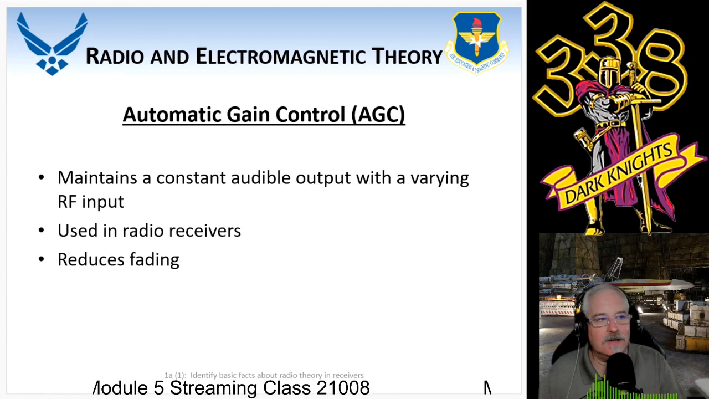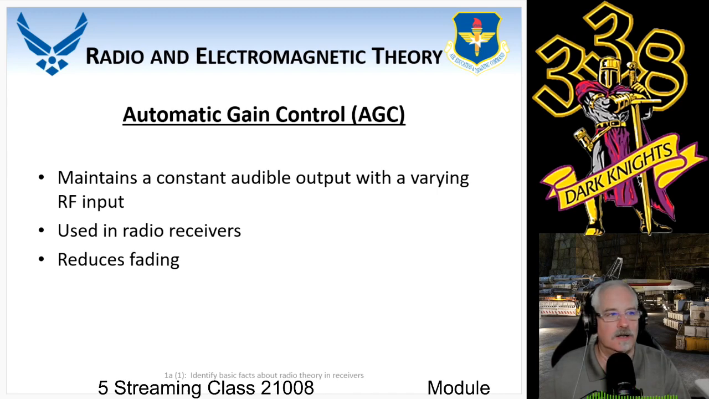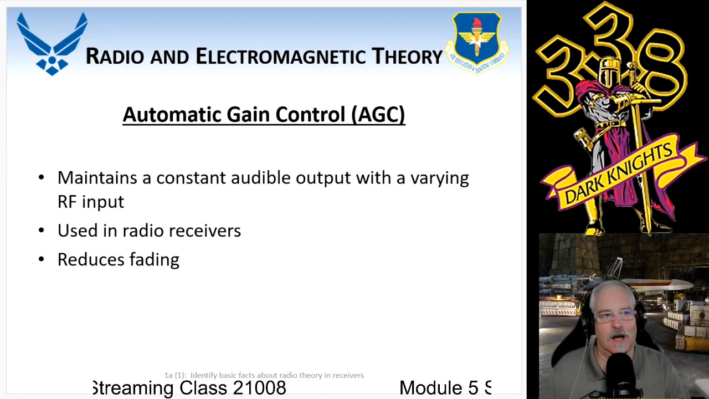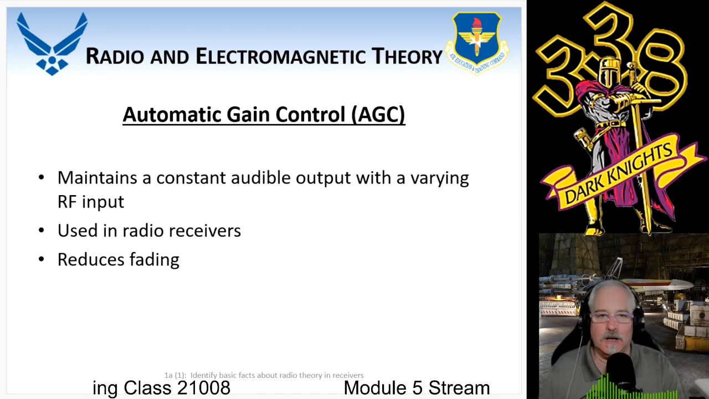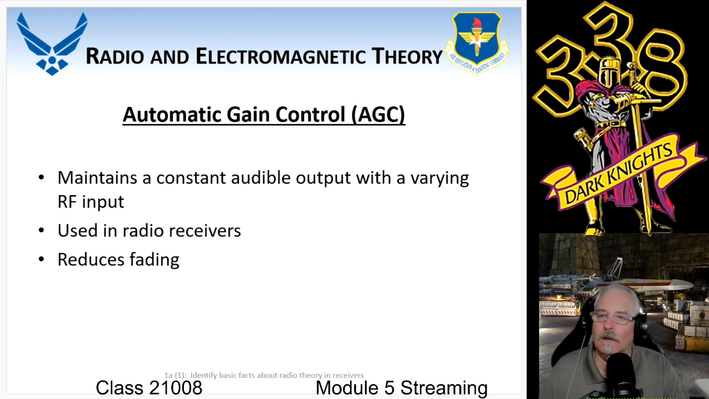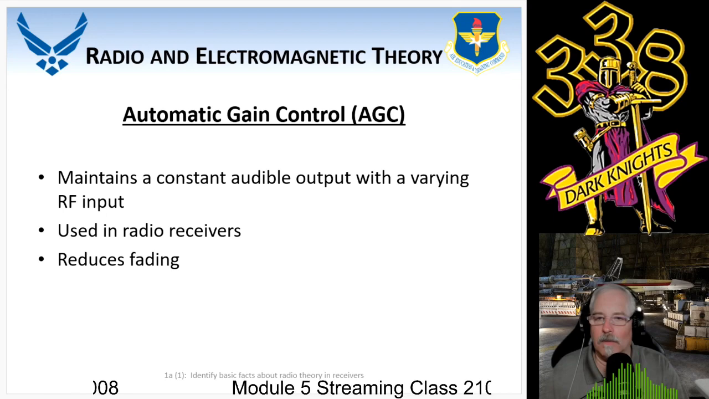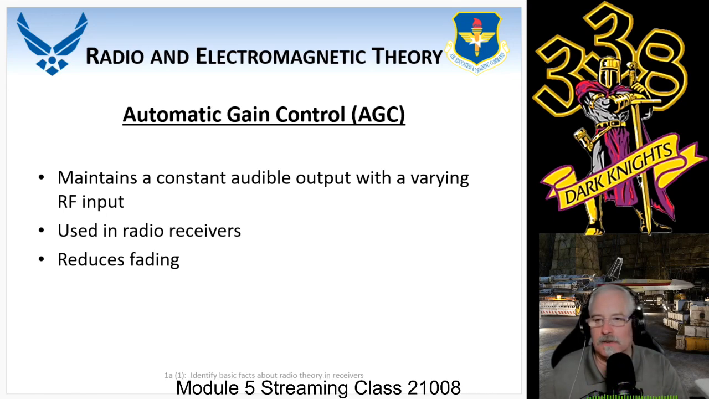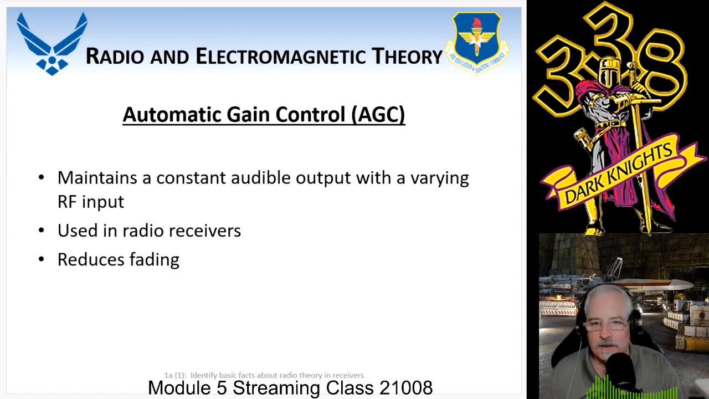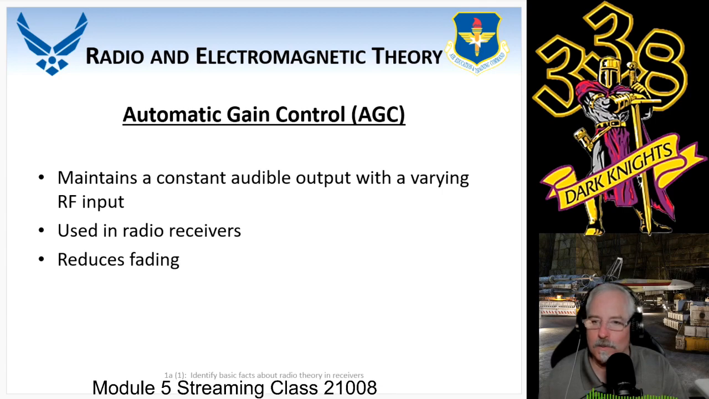When we get to AGC, because it's going to loop back around, the whole idea behind AGC is to maintain a constant audible output with a varying RF input. What does that mean? Well, constant audible output. In other words, I'm not going to have to increase the voltage to hear it or decrease the voltage to hear it comfortably. In other words, one output.